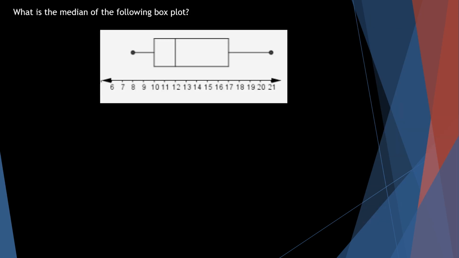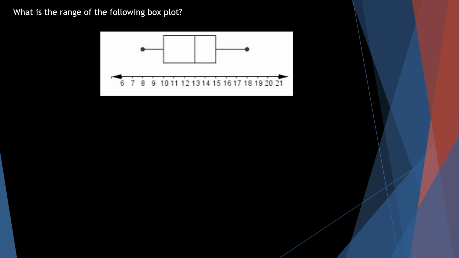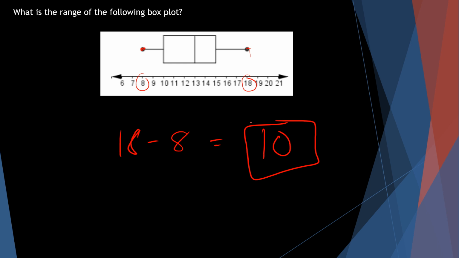What is the median of the following box plot? So median of box plots is always going to be the line in the middle. So median here is 12. What is the range of this box plot? To find your range, you want to take your biggest number and subtract your smallest number. So this would be 18 minus 8, which gives me 10. My range here is 10.